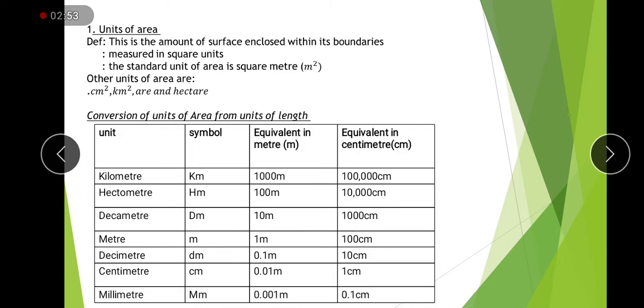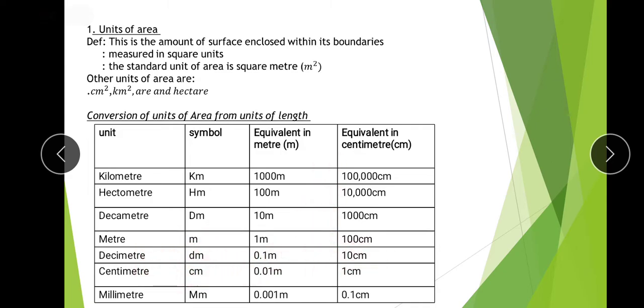Now we're going to conversion of units of area from units of length. Remember in your previous chapter 12, under length, you looked at units of length and the equivalents. For example, I hope you came up with a table like this one, where we have kilometer, equivalent in meter and in centimeter, millimeter, equivalent in meters and in centimeter.